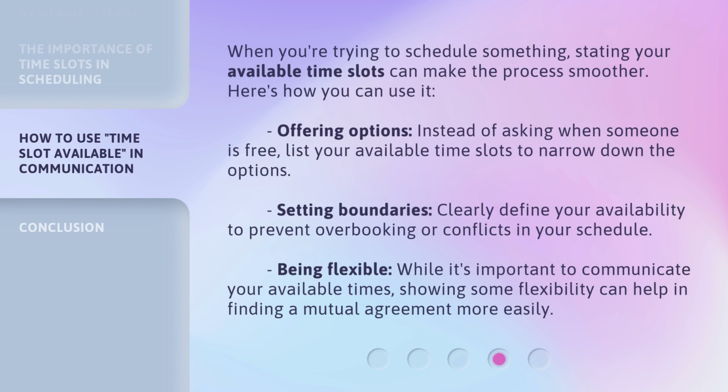Offering options. Instead of asking when someone is free, list your available time slots to narrow down the options. Setting boundaries. Clearly define your availability to prevent overbooking or conflicts in your schedule. Being flexible. While it's important to communicate your available times, showing some flexibility can help in finding a mutual agreement more easily.